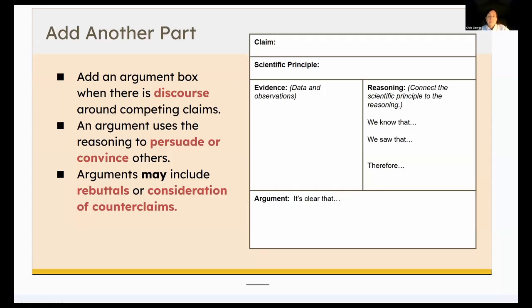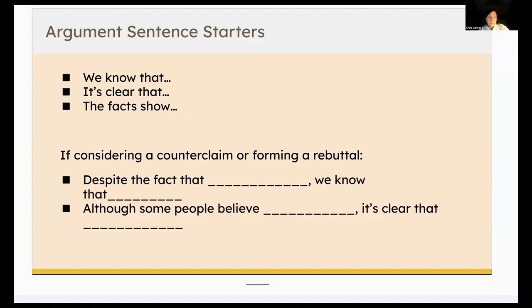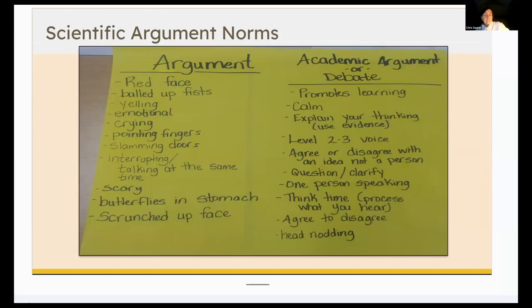It is clear from the research that arguments happen after you've come to this explanation. So we suggest just have the kids do the CER, and then the argument gets added at the bottom. And again, it's in places where there is discourse around competing claims. And there are some sentence starters that you can use in the argumentation box.